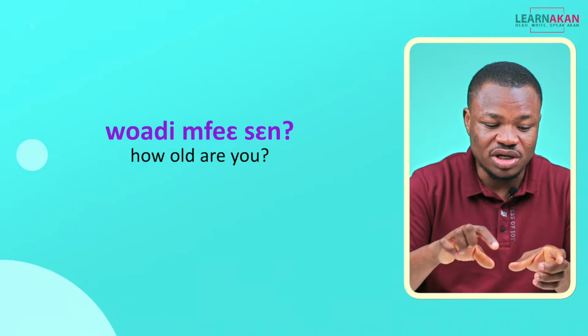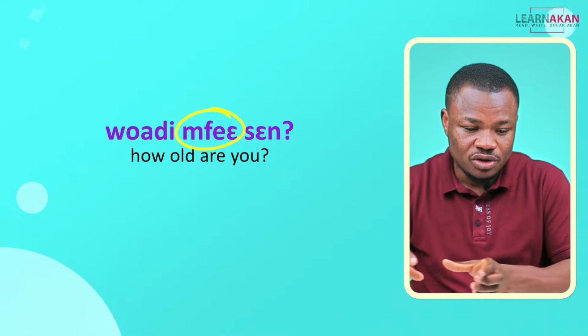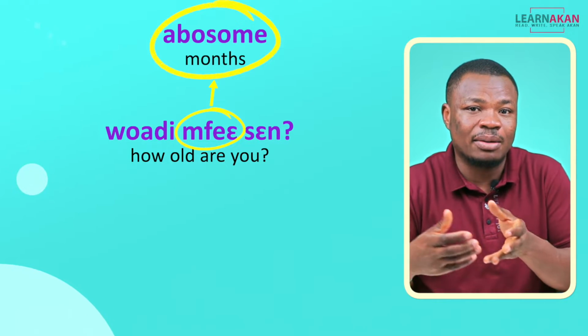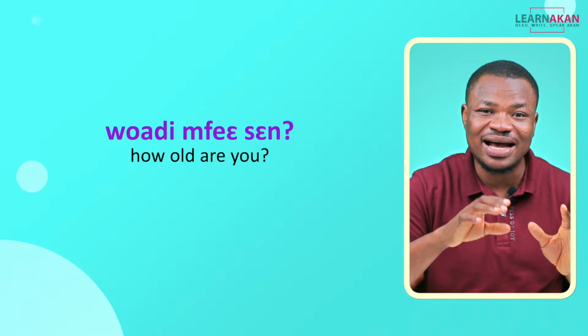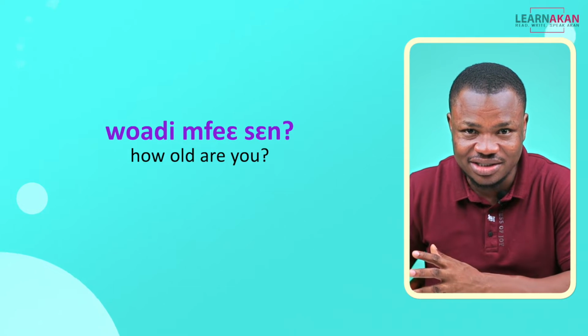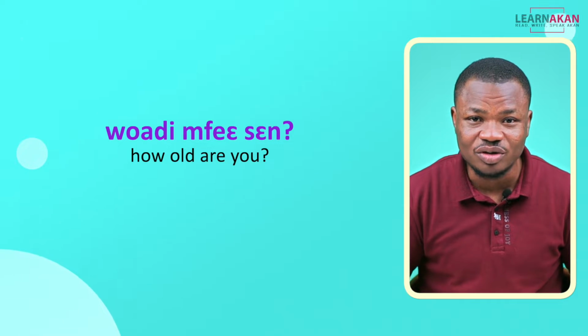But if you are below a year, I'm sure you'll not go and ask someone who is below a year how old the person is. But it's important that you note this, because sometimes you can ask, for example, a mother how old her child is, all right? In that case, you need to switch this mfie, because mfie is for the years, right? You need to switch the mfie for abosome, months. But we will not talk about that now. We'll come back to this when we are asking for somebody else's age. For now, let's learn to answer the question, wedi mfie saying, how old are you?